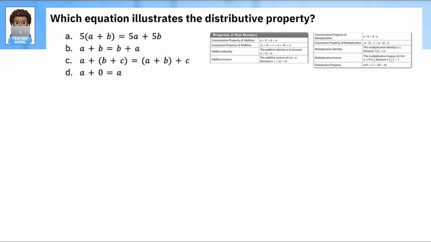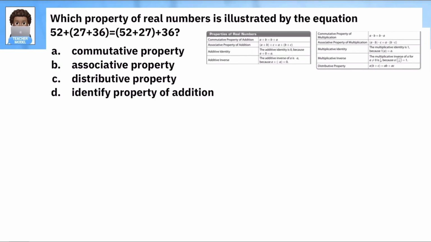So in the first one, which equation illustrates the distributive property? Take a look at the choices: which one has parentheses and shows multiplication by groupings? The only one that does that is A. You can see it very clearly up here in the front. I would have to multiply to get 5A. I can't choose C because I'm adding A to B and C, so that term has to be right next to the parentheses. Let's go to the next one.